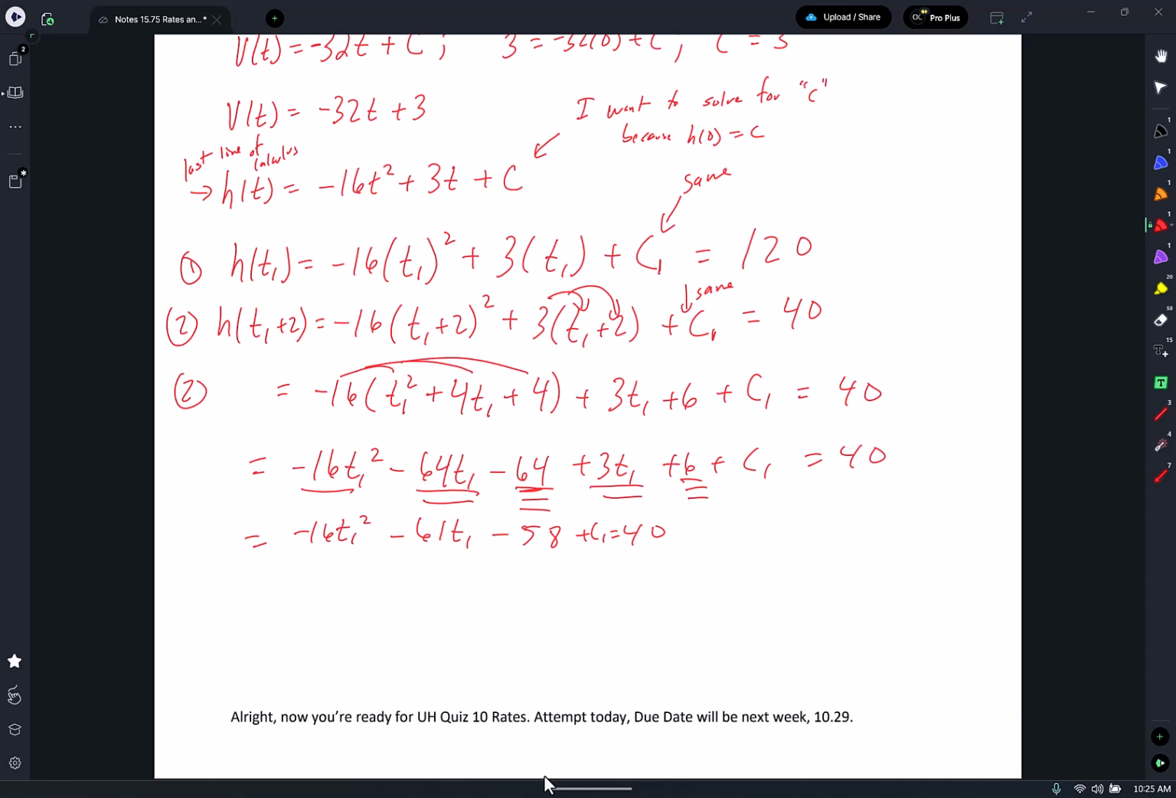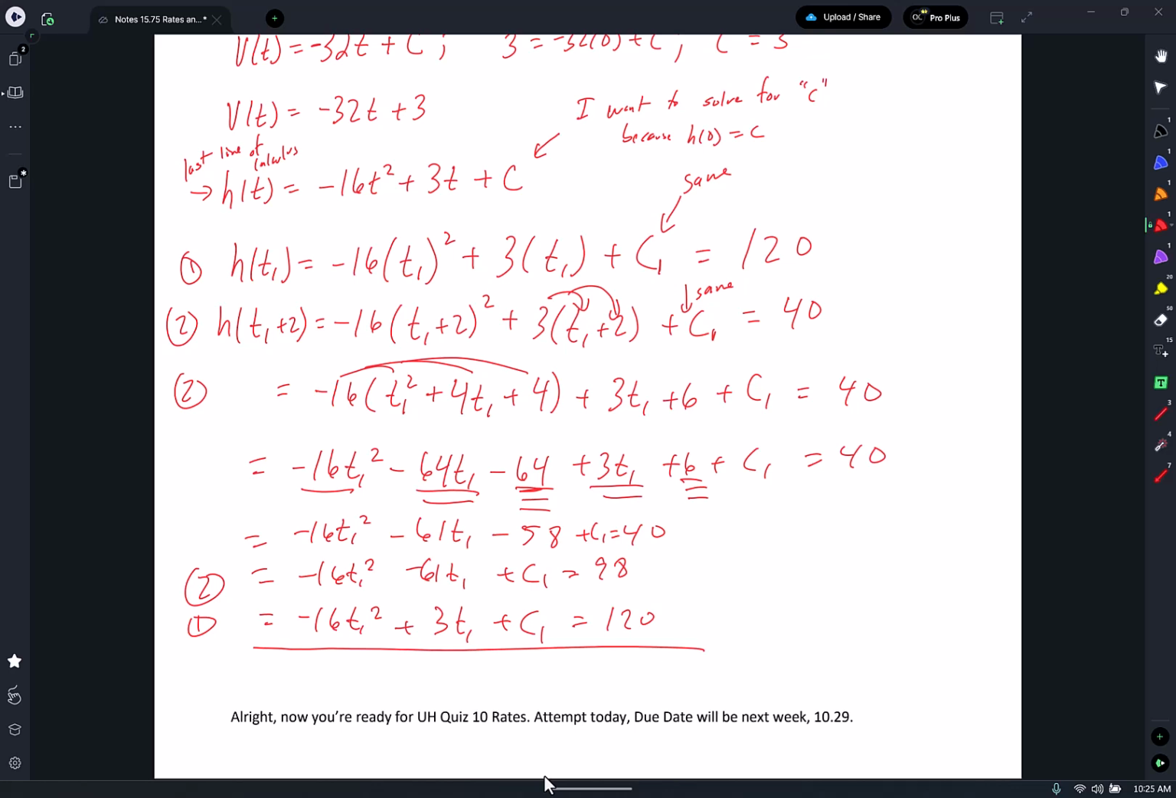Let's move the 58 to the right. So plus 58, plus 58. 16T1 squared minus 61T1 plus C1 equals what? 98. Okay, we're ready. That's equation 2. Equation 1 is negative 16T1 squared plus 3T1 plus C1 equals 120. That's fine. Do you guys see these two right here? I'm going to go ahead and subtract them.